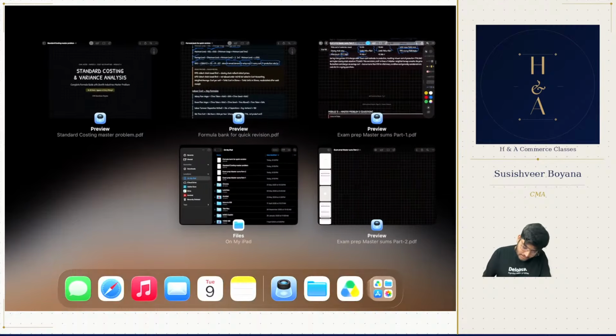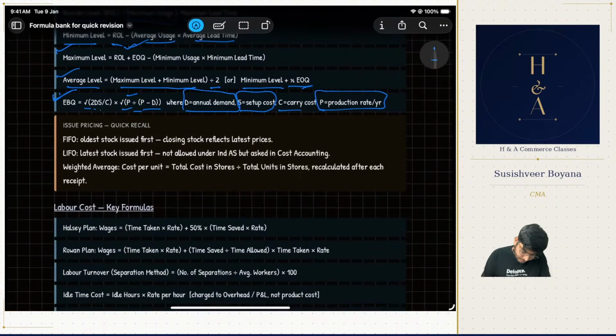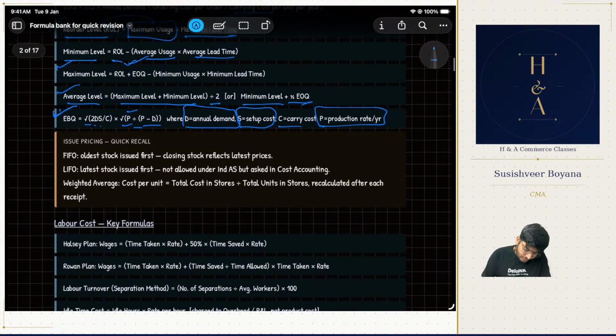All right, so let's get back here. We are done with FIFO. Similar for LIFO, where the last value of receipt is used for utilization. Ideally, Ind AS doesn't allow it.